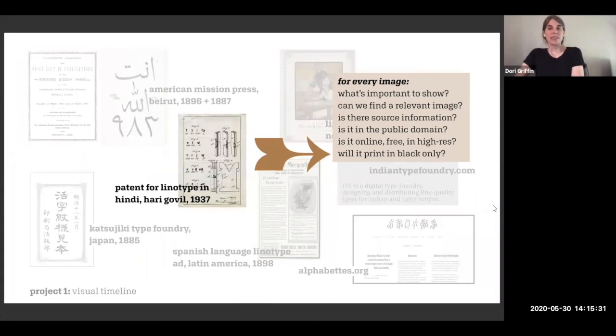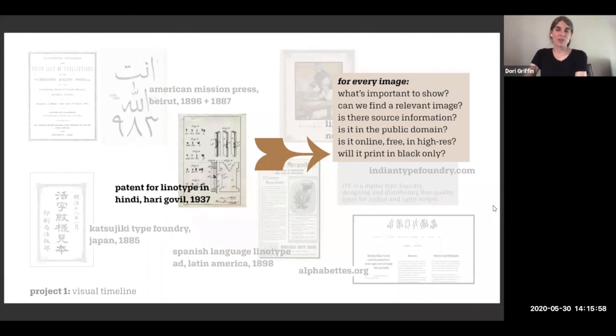So for every one of these images, and this is where Megan comes in, it's important to know what needs to be seen. Can we find that image? If we can find that image, is there source information included with it as it has been cataloged? Do we know who made it and when and where?